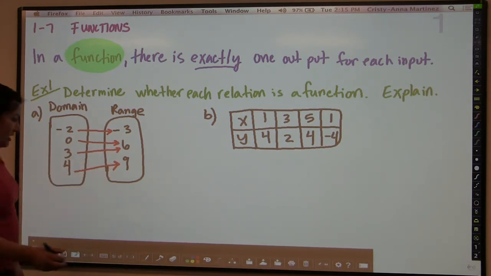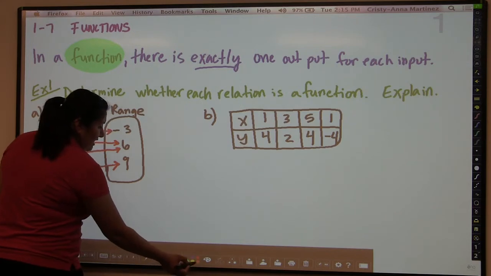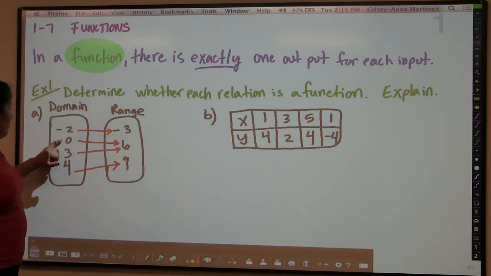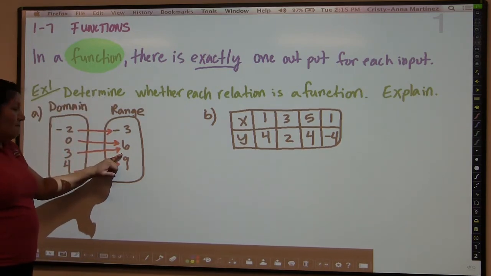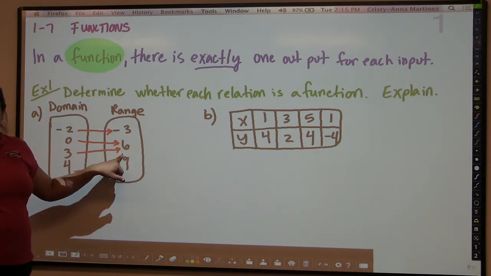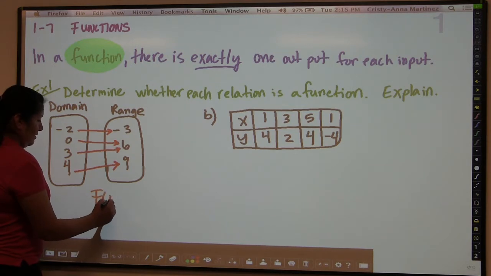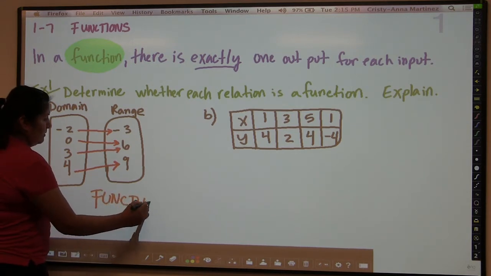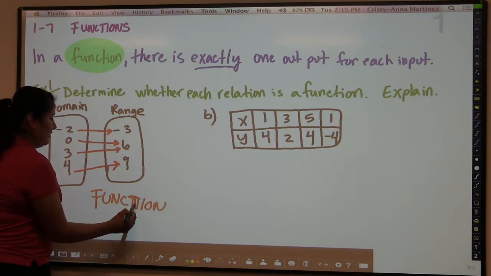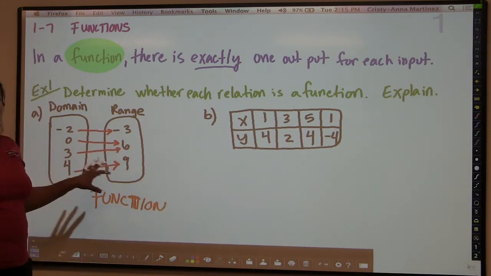Now, I don't know what you're thinking right now, but perhaps you're thinking that because both 0 and 3 are going to 6, that's not a function. Well, you would be wrong. This is totally a function. Function. Too many I's. Oh well. Big fat T. There you go. Function. This is actually a function.